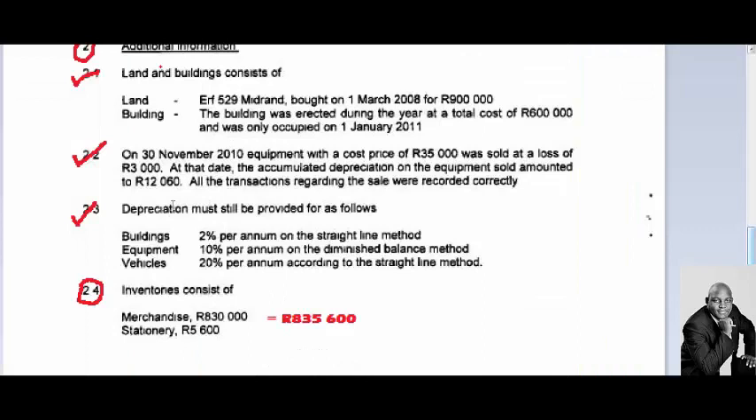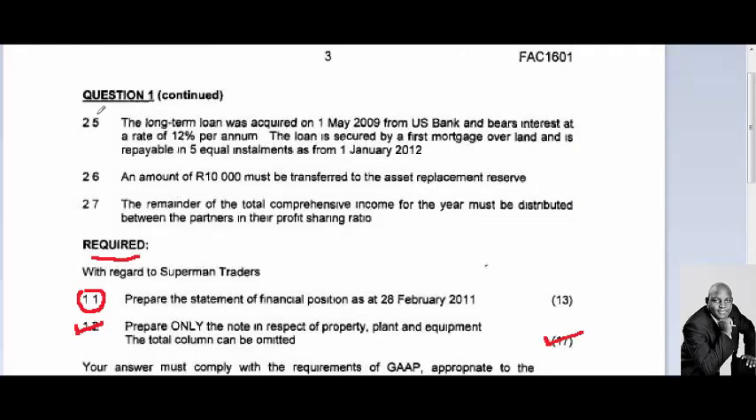Okay, so now we spoke about where we did inventories. The total for inventories was 836,600. That's what we have found. Wonderful. Okay, let's go back to our list of balances. We are done with that. Let's go to the second page of that. Now we go to 2.5.